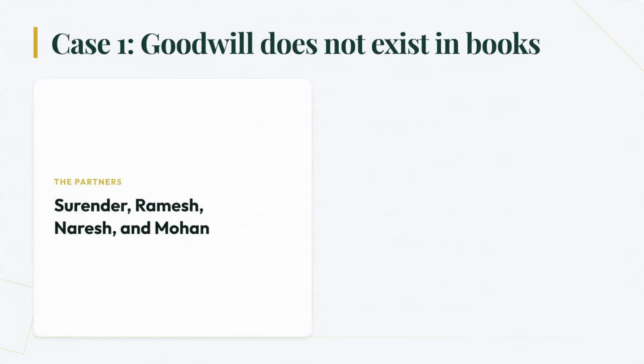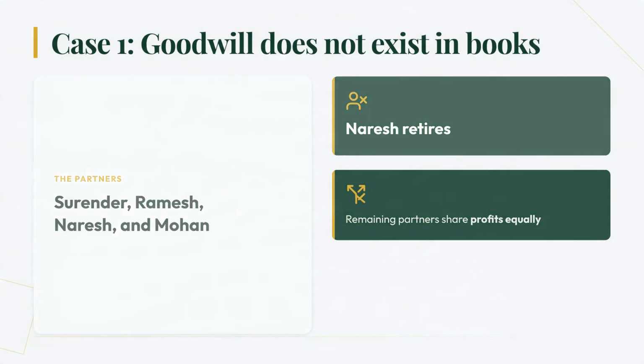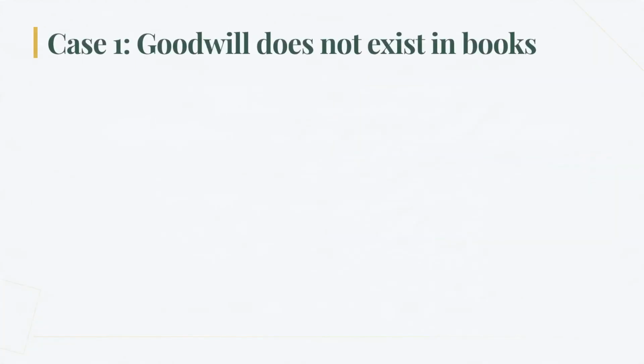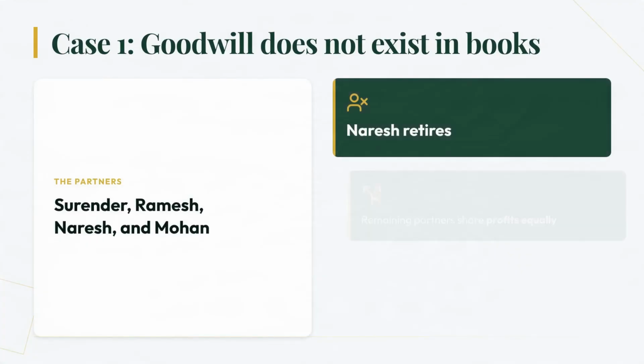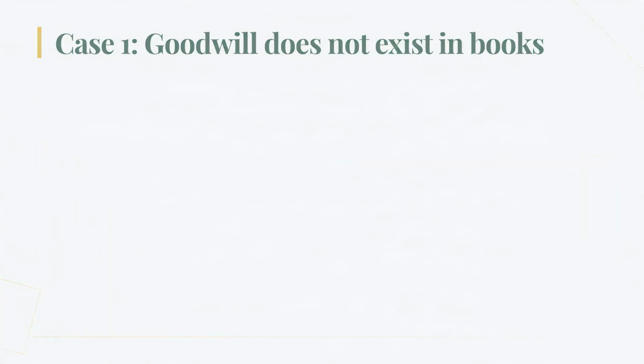Let's start with case 1. In this scenario, goodwill is absent from the books. We have a partnership with 4 individuals. Surender, Ramesh, Naresh and Mohan are partners. When Naresh decides to retire, we calculate the remaining partners' gains.